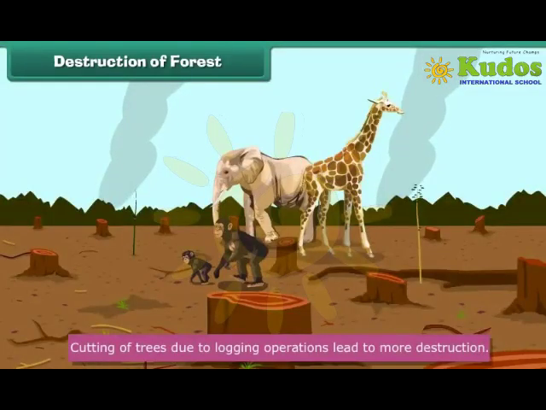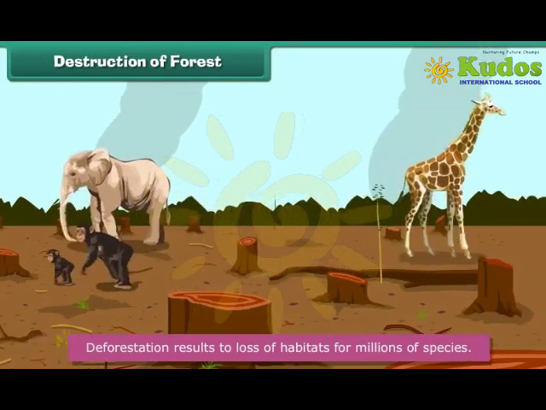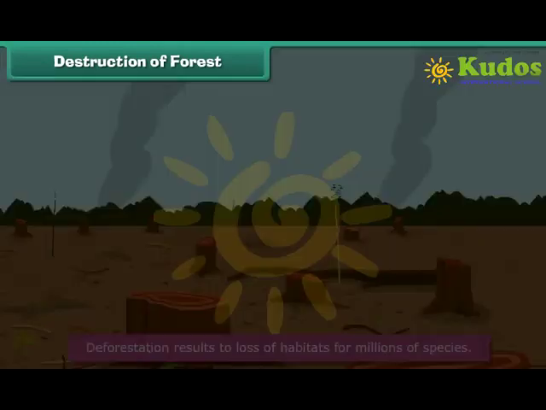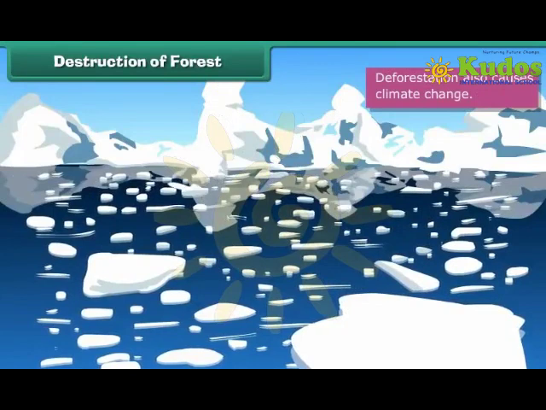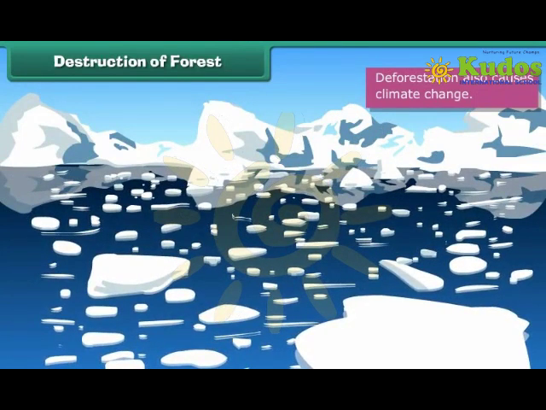Countless cutting of trees due to logging operations leads to more destruction. The most severe impact of deforestation is the loss of habitats for millions of species. Deforestation also causes climate change because trees absorb the greenhouse gases. It leads to global warming. We can't survive without trees, and that we have to understand.